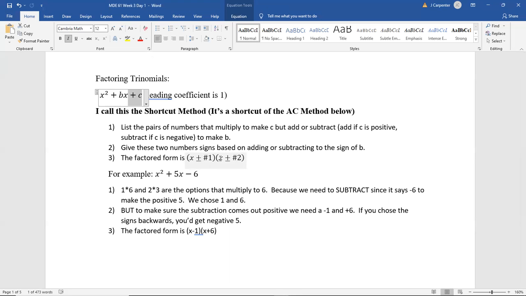And then we did several examples, so I'm not going to rehash them. Let's start with example 1.